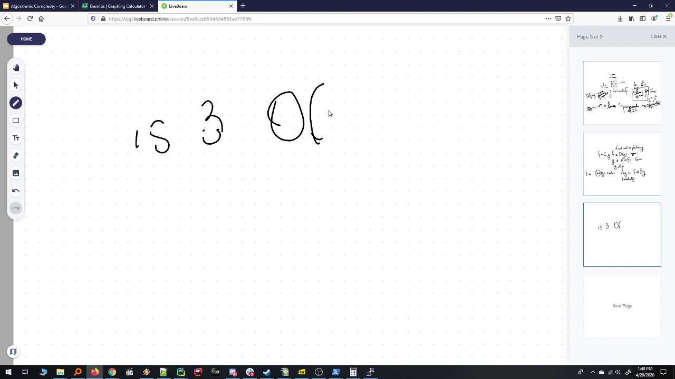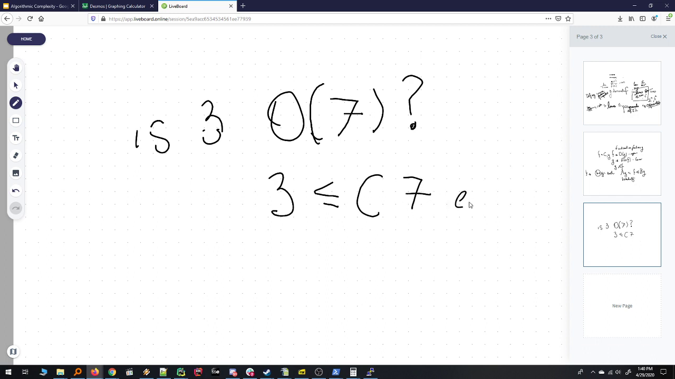Oh no! Oh no! So is 3 big O of 7? And so the question is, is there a constant that we can say 3 is going to be less than or equal to a constant times 7 eventually? Well, in this case, the answer is yes, because we can set that constant to be 1. And so, as it turns out, 3 is big O of 7.